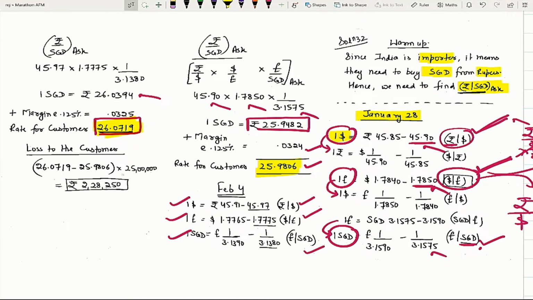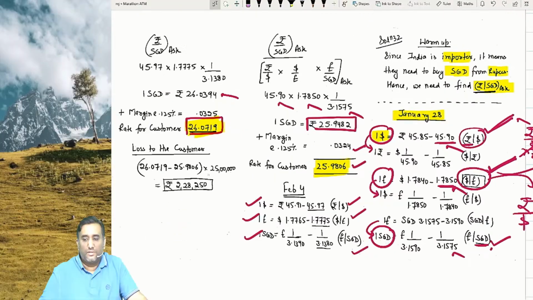Quickly check out. The rate between bank and bank is the interbank rate. The rate between the bank and the customer is a merchant rate. This question has come 2 times or 3 times in the exam. The next question which we will cover has come 7 times in the exam.